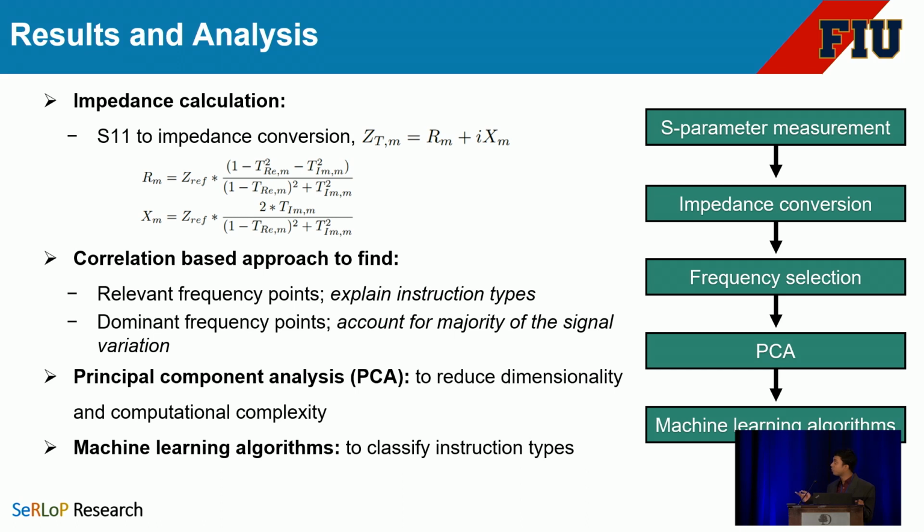And this is the workflow of our work. We first collected the S parameter measurements, then we converted them into the impedance signal. After that, we did the frequency selection. Here we first found the relevant frequency points, which explain the instruction types, and then we found the dominant frequency points that are accountable for the majority of the signal variations. Then we did the principal component analysis to reduce the dimensionality and complexity of the signals, and at the end, we used machine learning algorithms to classify the instruction types.